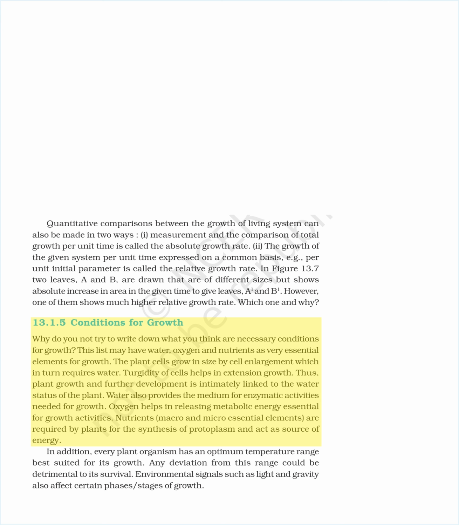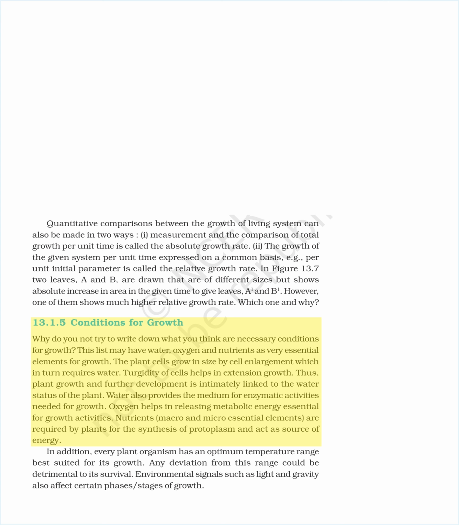13.1.5 Conditions for growth. Why do you not try to write down what you think are necessary conditions for growth? This list may have water, oxygen, and nutrients as very essential elements for growth. The plant cells grow in size by cell enlargement, which in turn requires water. Turgidity of cells helps in extension growth. Thus, plant growth and further development is intimately linked to the water status of the plant. Water also provides the medium for enzymatic activities needed for growth.